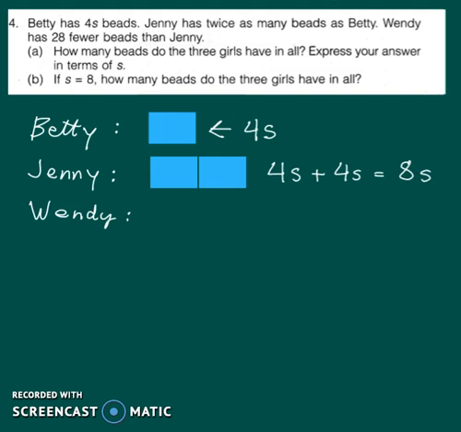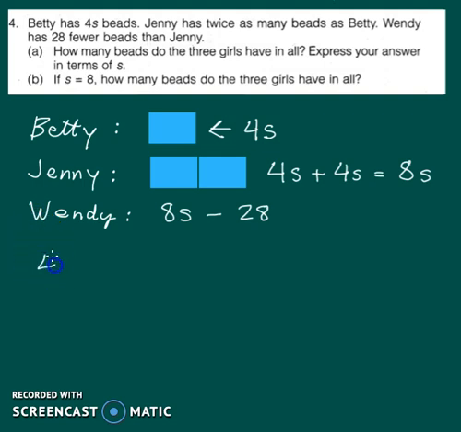What about Wendy? Wendy has 28 fewer beads than Jenny. So we know that Jenny had 8S beads, and we know that Wendy has 28 fewer. So we're going to subtract 28 beads from 8S. So now we have expressed how many beads each girl has in terms of S, but the question wants us to find out how many beads the three girls have all together. So we're going to have to add them up.